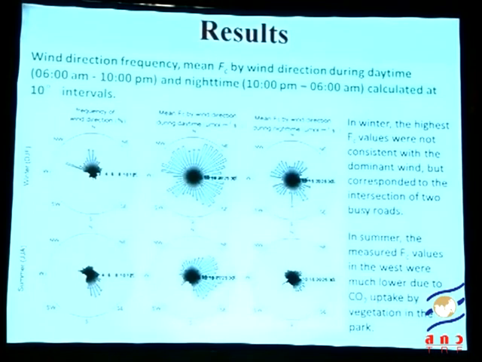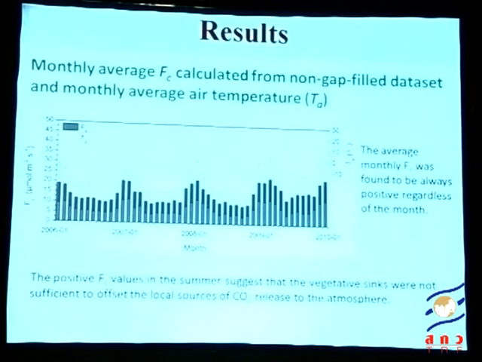Then we can estimate the total monthly and annual carbon dioxide emission from this area. Then I will show the monthly averaged carbon dioxide flux. With the gap-filled data set and the averaged air temperature, we can find that the averaged monthly carbon dioxide flux was always positive regardless of the month. That is, the area is a source of carbon dioxide.